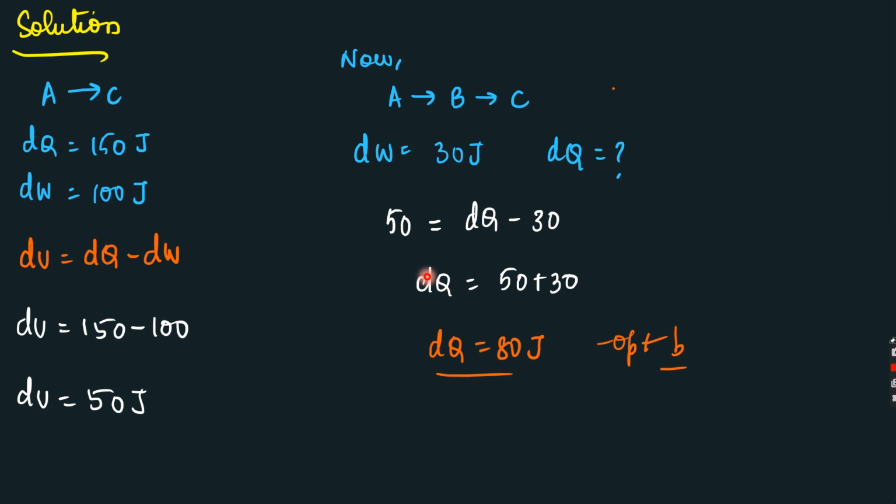So for the entire system, if it goes from A to C or if it goes from A to B to C, it is going to cover the same path. It is going to cover the same system. So the internal energy of that particular system will remain the same even if the path is changed. So we say that internal energy is path independent. Hence you can use the same internal energy for this A to B to C path. Okay, so now I'm going to use the same formula as here and substitute for du and dw. So I get dq is equal to 80 joules, which is option B.